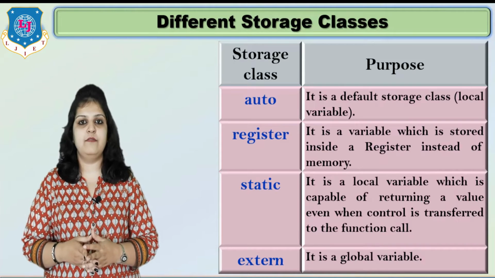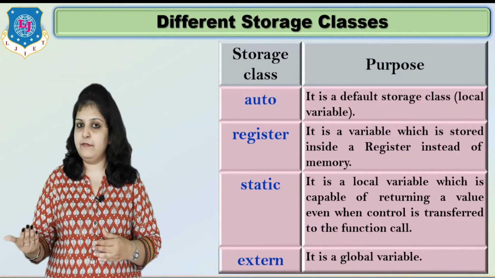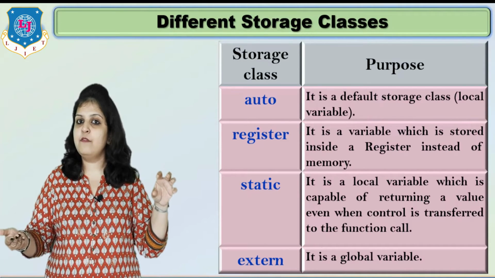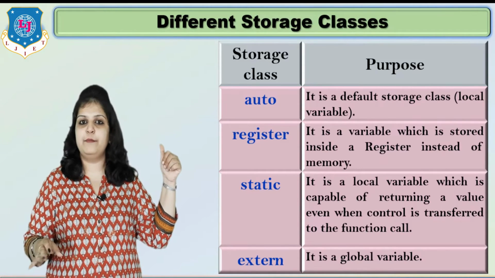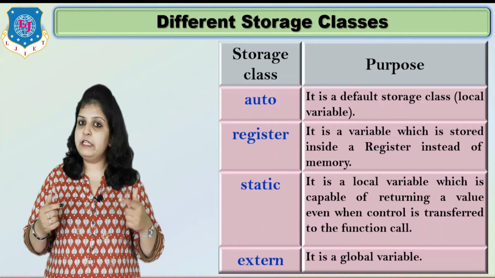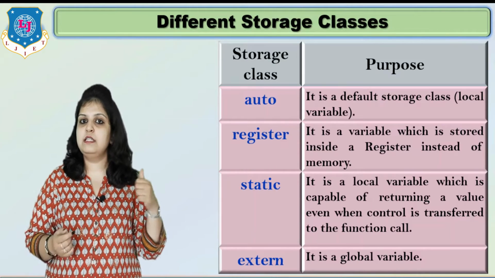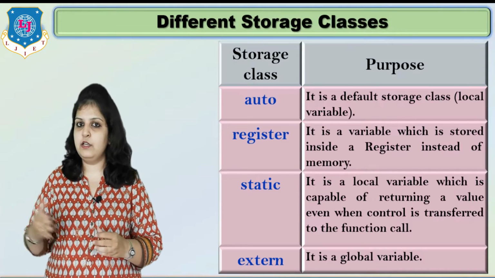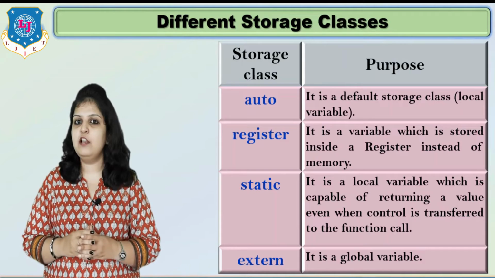Next is static variable. In an automatic variable, when you call a function again and again, the updated value of the variable is destroyed all the time. When you use a static variable, the updated value will always be stored in that variable. So this is the difference between auto and static, and we will see in detail with one example how automatic variable and static variable work.